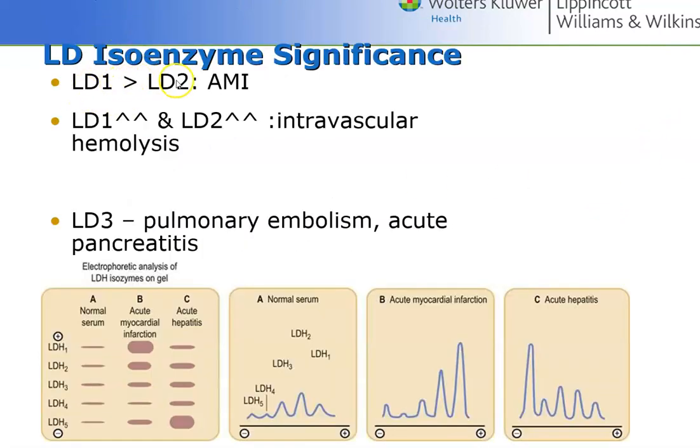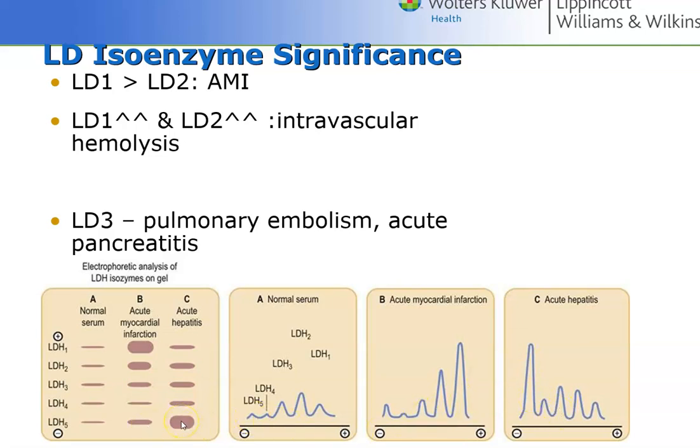So LD1 greater than LD2 is probably an acute myocardial infarction. If LD1 and LD2 are both markedly elevated, there's a good chance you have intravascular hemolysis, so hemolytic anemia of some sort. And LD3 is typically pulmonary embolism or pancreatitis. With your normal fractionations, this is what we're normally seeing on the blood. So look, LD1 got bigger than LD2. Woo! LD flip, right? And this one, LD4 and LD5 have just jumped up, and LD5 typically becomes very large compared to what they normally are.